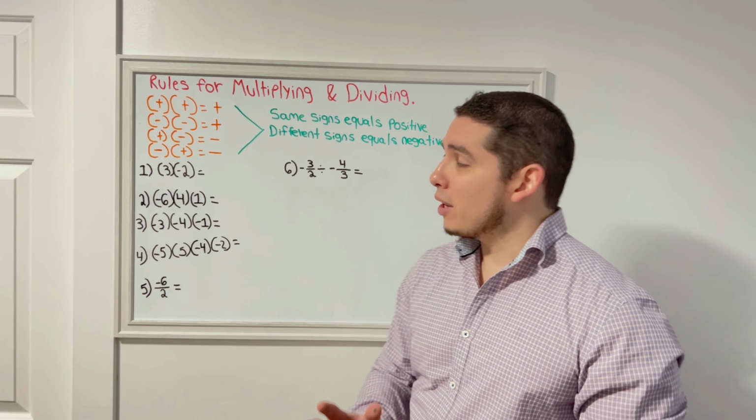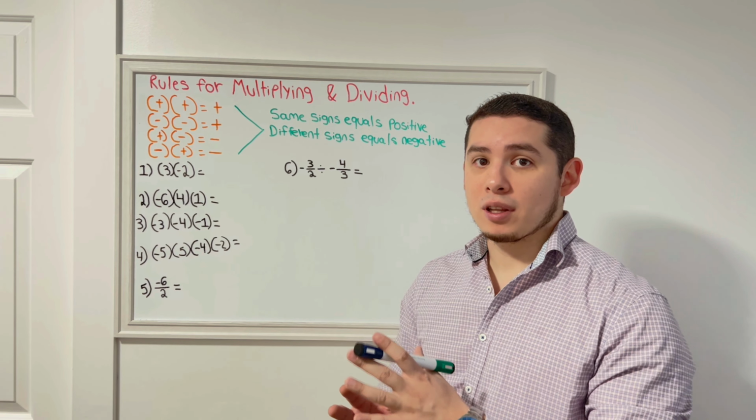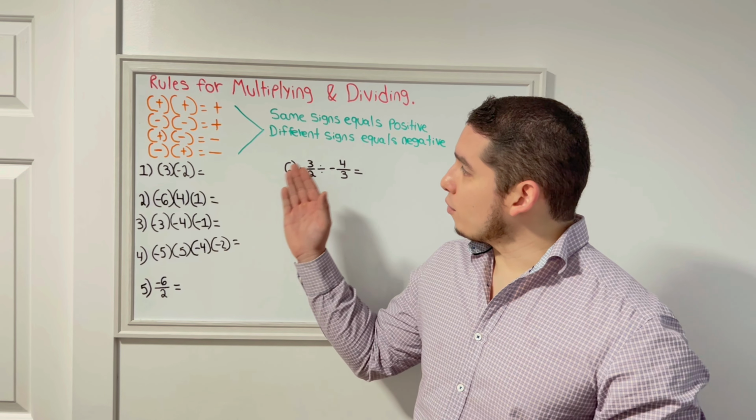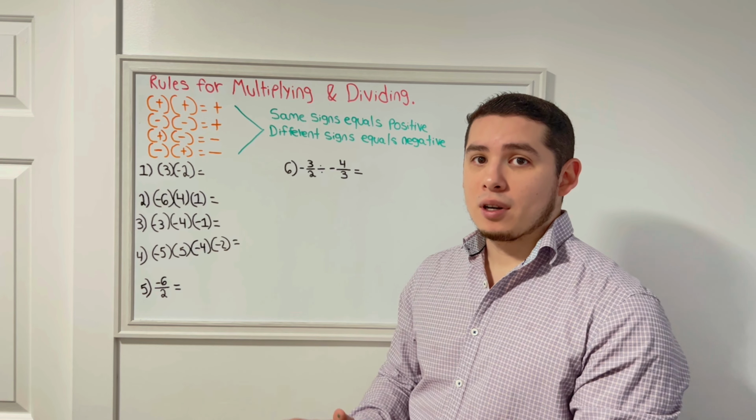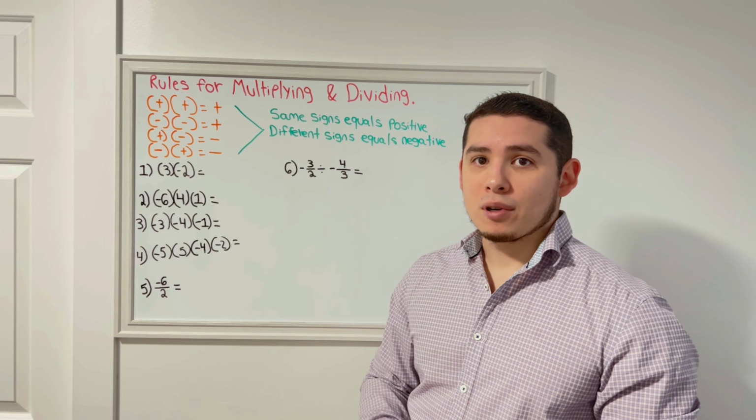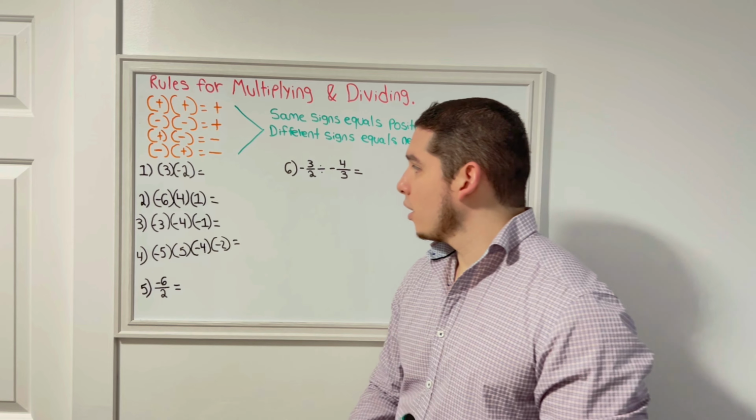Therefore, in multiplication and division, regardless of which operation you're doing, these are the rules you're going to have to follow. Same signs, positive number. Different signs, a negative number. Let's solve some problems. Problem number 1.